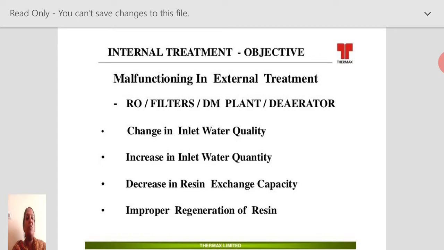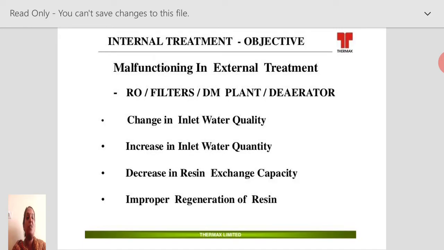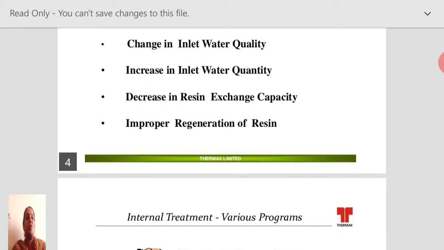Whenever there is a malfunction in external treatment, like reverse osmosis, filters, demineralization plant, deaerators, etc. In such cases, we will go for internal treatment. Otherwise, if there is a change in the inlet water quality or an increase in inlet water quantity, a decrease in resin exchange capacity, or improper regeneration of resin, in all these cases also we will go for internal treatment.